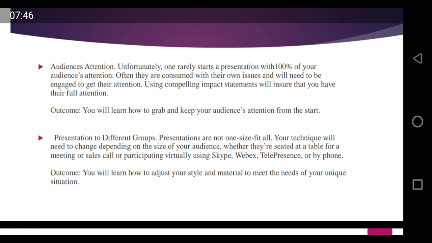Audience attention. Wow. This is one of the challenging tasks for presenters. The faculties keep on explaining, so people are not going to pay attention in the class. I need to attract you guys. Ask some questions. Make them attractive first. Unfortunately, one rarely starts a presentation with 100% of the audience's attention. Often they are consumed with their own issues and they need to be engaged to get their attention. Using compelling impact statements will ensure that you have their full attention.